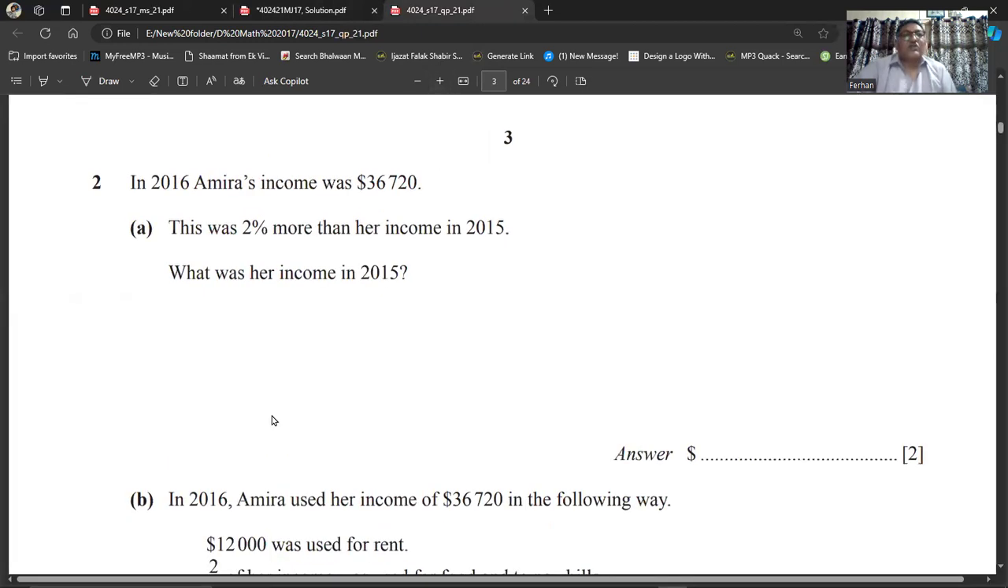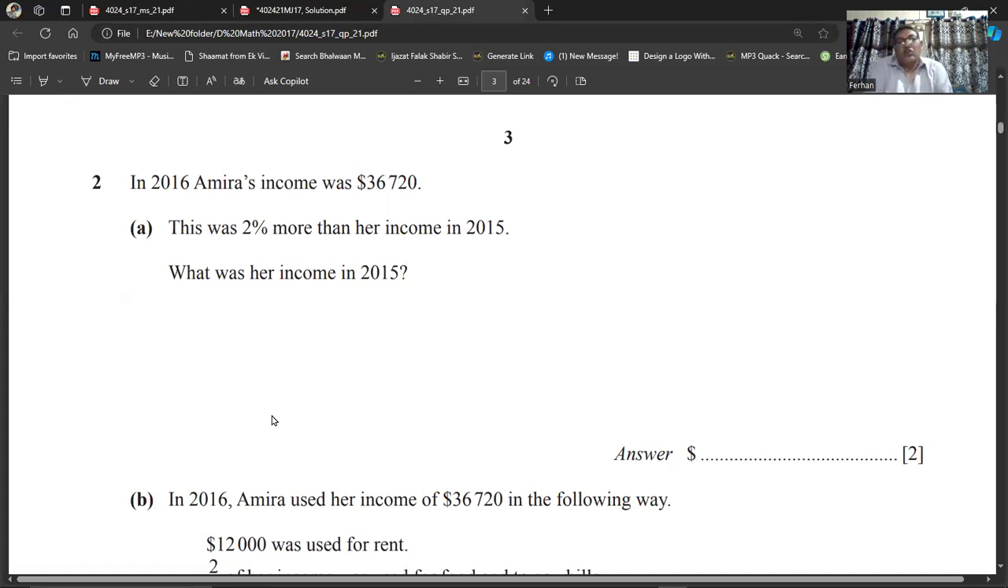So we are on question number 2. In 2016, Amira's income was $36,720. A part. This was 2% more than her income in 2015. What was her income in 2015? This is a question on reverse percentage in which we have to find an old value. In that old value, there was an increase of 2%.